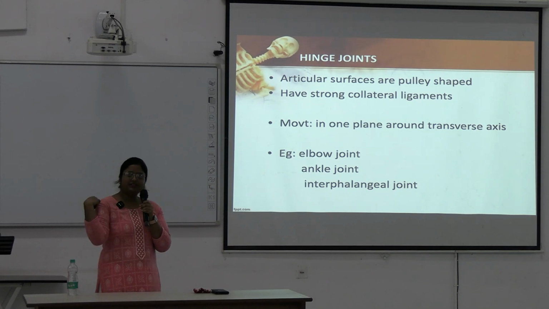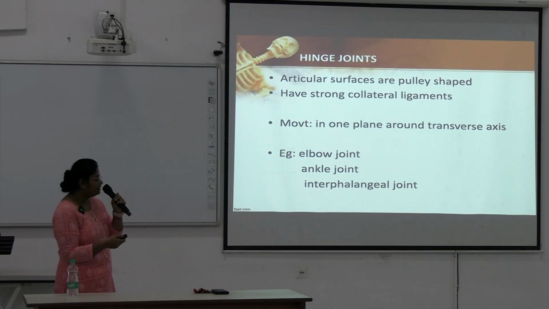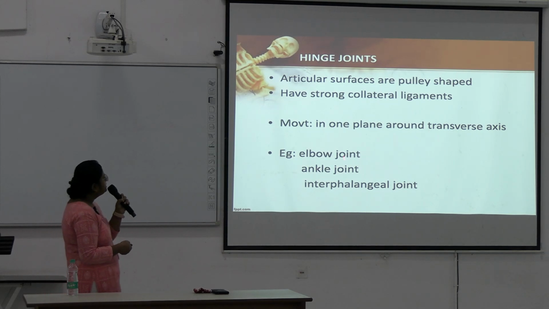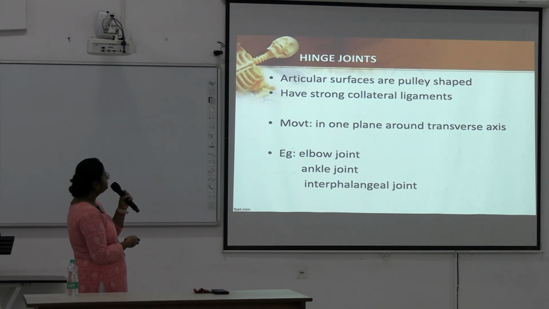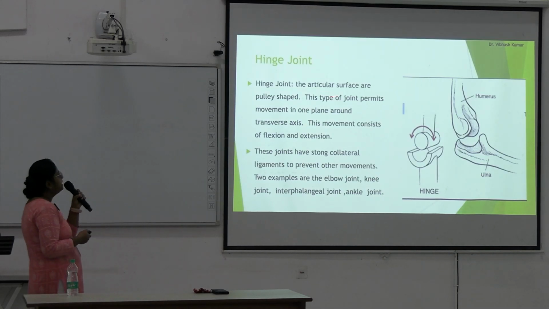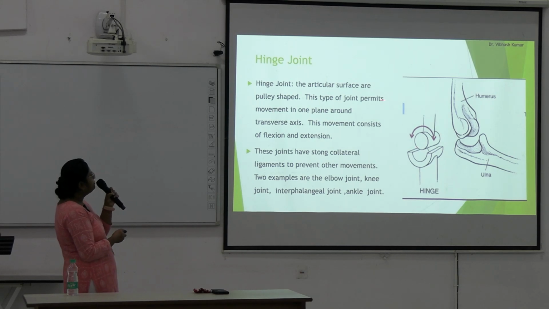These movements occur in the shoulder joint: adduction and abduction, and rotation movements mainly. So these movements are prevented by those ligaments. In a hinge joint, the articular surfaces are pulley shaped like this, and this type of joint permits movement in one plane around the transverse axis, and the movement consists of flexion and extension.